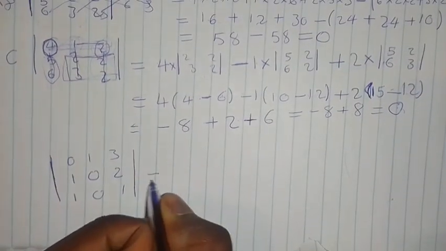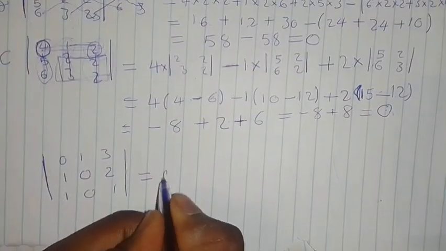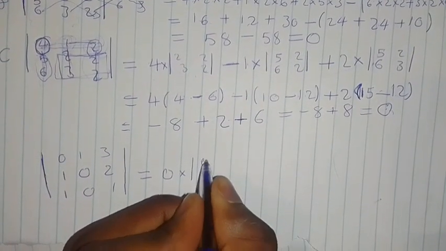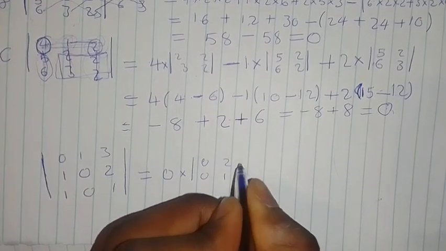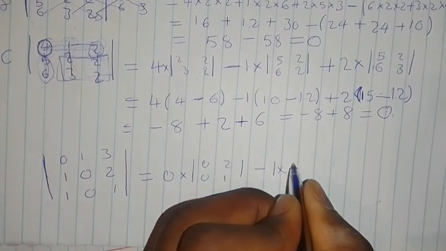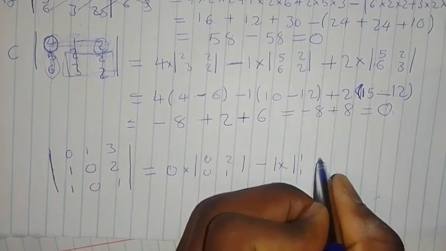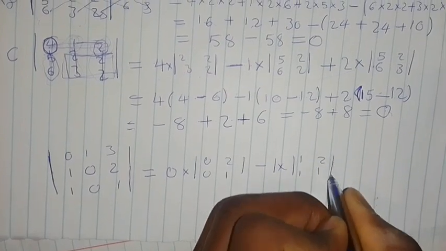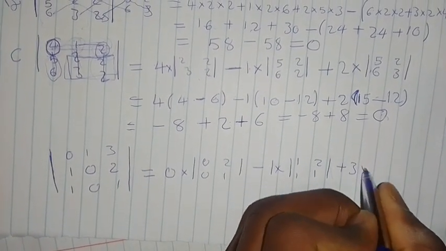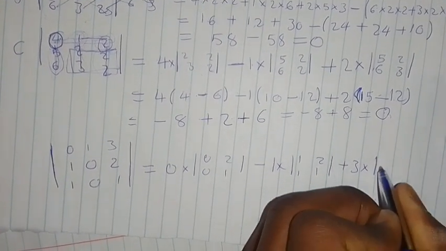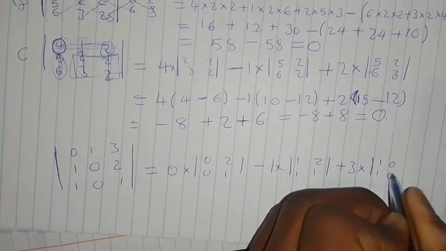Okay, I'm going to use the cofactor expansion on this. So it's just going to be 0 multiplied by the determinant of 0, 0, 2, 1, minus 1 multiplied by the determinant of 1, 1, 2, 1, plus 3 multiplied by the determinant of 1, 1, 0, 0.